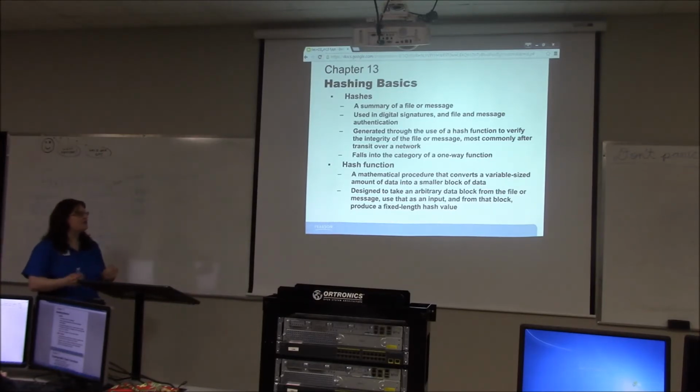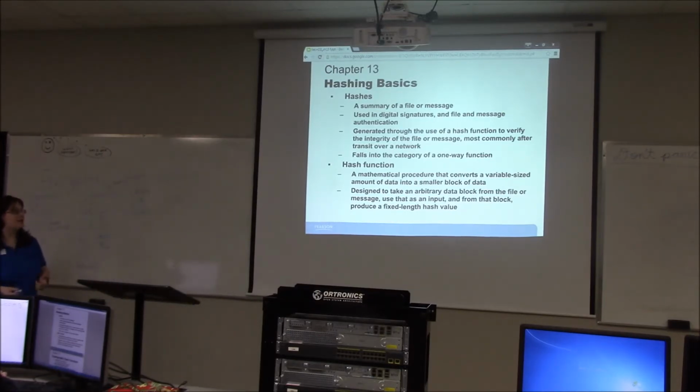A hash function is math. Math's hard. It converts a variable-sized amount of data into a smaller block of data. So if I have 2,000 bits and I have a 128-bit hash, when I use a hash function, I end up with 128 bits.